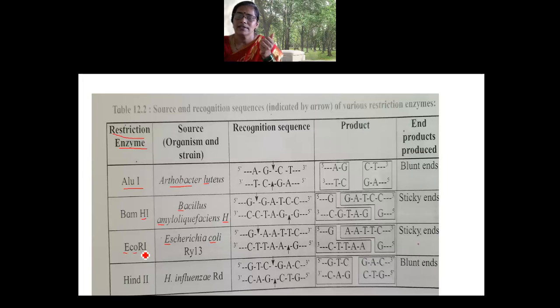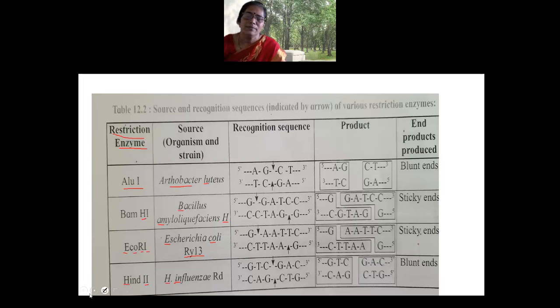R is the strain, RY13 is the strain, and the first the type of enzyme which is to be discovered. Hint, Haemophilus influenza. H is the genus, first letter of the genus, Haemophilus. Influenza, the first two letters of the species, IN. D stands for the strain, RD strain is chosen here, and the second means the type of enzyme which is to be discovered. And here the ends are produced, blunt ends, sticky ends, and the blunt end.